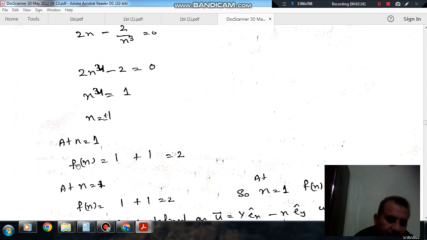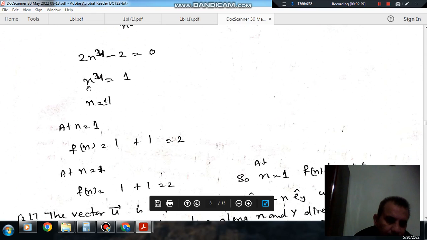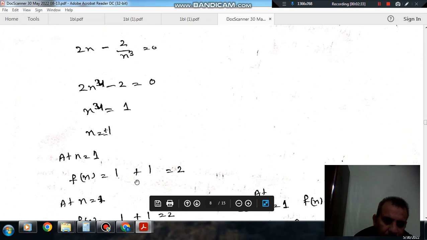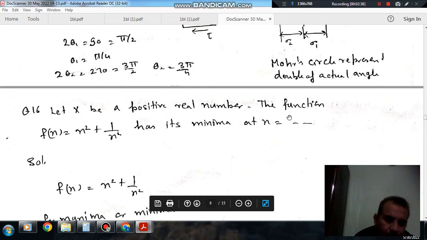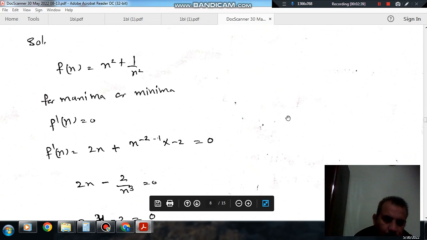So at x is equal to 1, f(x) is 1 plus 1, 2, and at x is equal to minus 1, it is also 1 plus 1, 2. So the minimum value occurs at 1. So answer is 1.